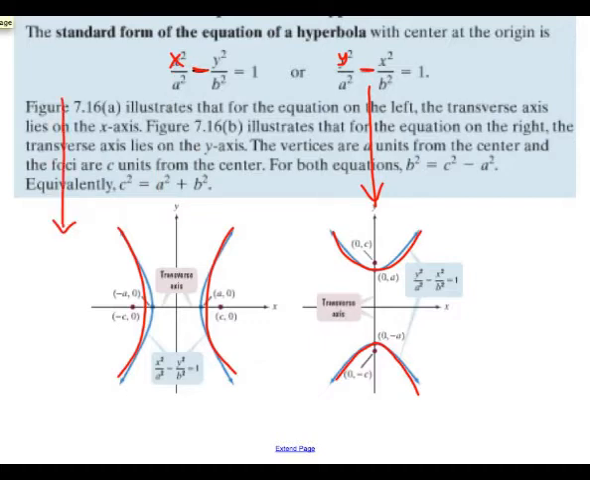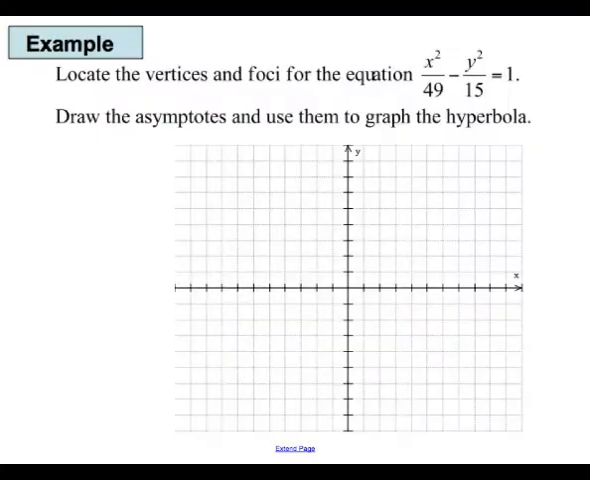The second thing that's different is how to get the foci. The foci are now the sum of a squared plus b squared. Remember with ellipses it was the difference between the two. Well, now it's the sum of the two. So we have some similarities and differences, and when one thing changes, the other changes as well. So that's some interesting similarities between ellipses and hyperbolas. Let's take a look at one example, and then we'll jump right into some more complicated ones.